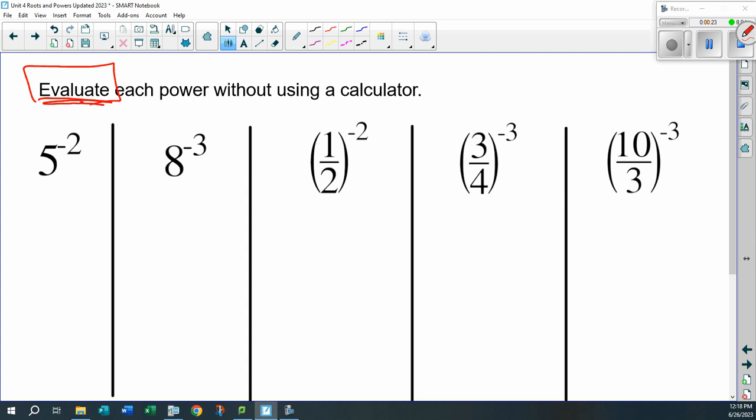Look, here's that negative. Remember the negative thing? The negative thing means to flip it, change the sign.